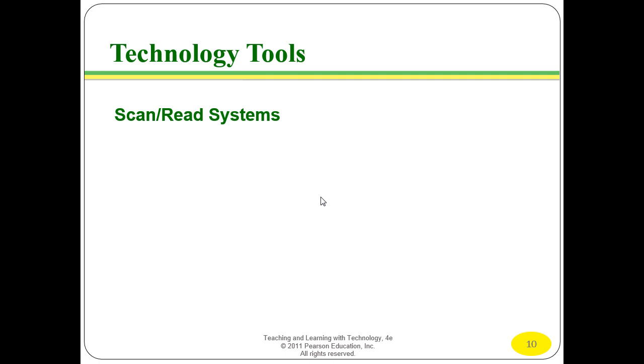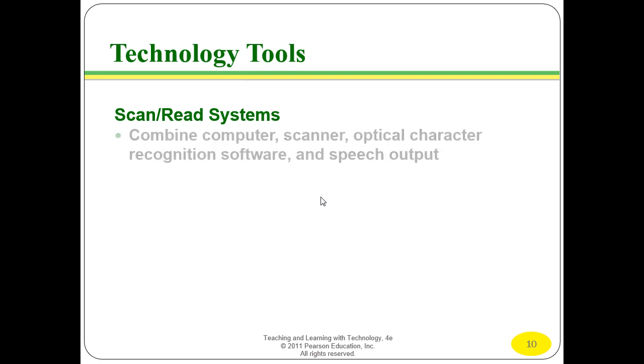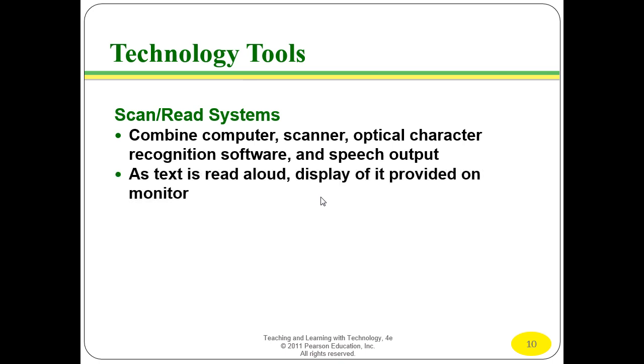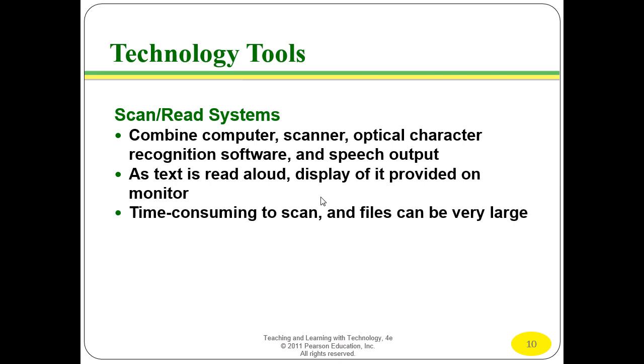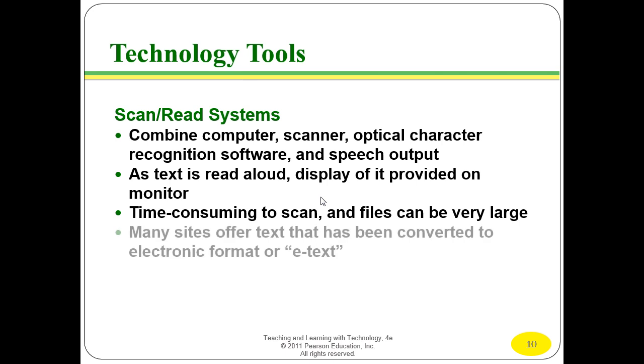Some other types of technology tools: scan or reading systems. They'll combine a computer scanner, optical character recognition software, and speech output, so you can scan and it will read everything that's there. As your text is read aloud, a display of it is provided on a monitor. Now, obviously, it's going to take some time to be able to scan all those pages, and the files, once they're built, could be very, very large and very difficult for the computer to process.